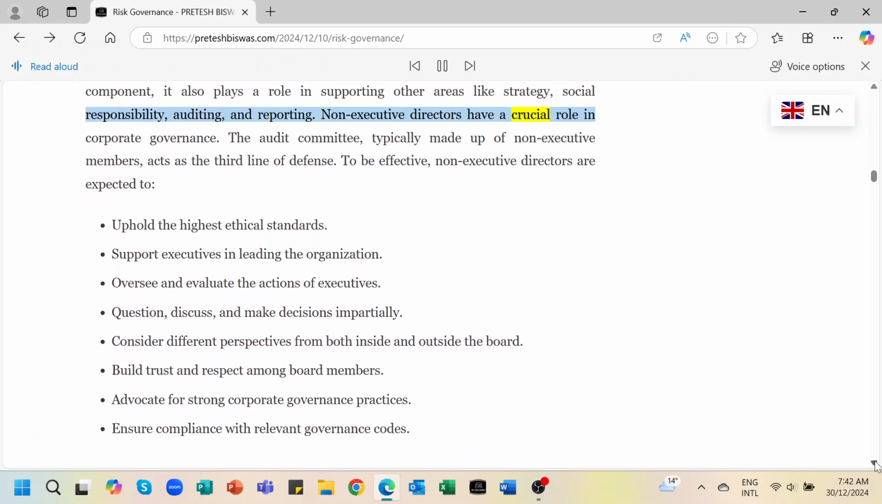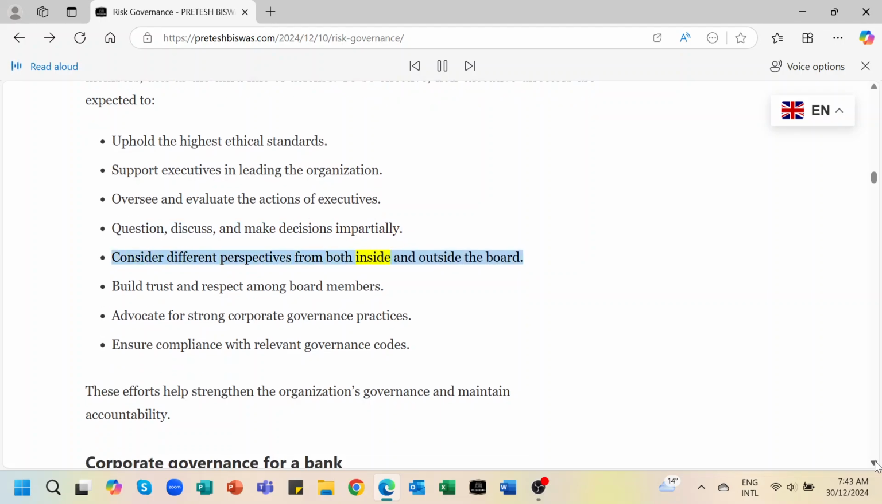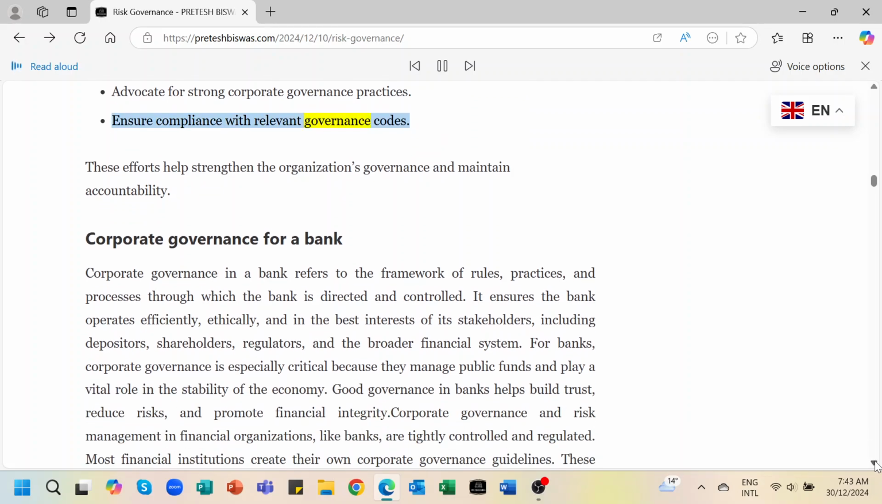Non-executive directors have a crucial role in corporate governance. The Audit Committee, typically made up of non-executive members, acts as the third line of defense. To be effective, non-executive directors are expected to uphold the highest ethical standards, support executives in leading the organization, oversee and evaluate the actions of executives, question, discuss, and make decisions impartially, consider different perspectives from both inside and outside the board, build trust and respect among board members, advocate for strong corporate governance practices, and ensure compliance with relevant governance codes.